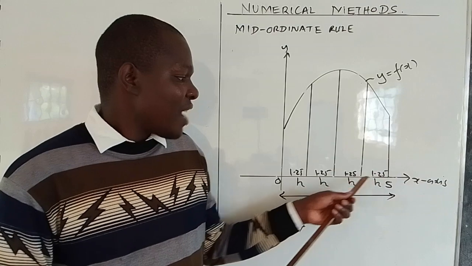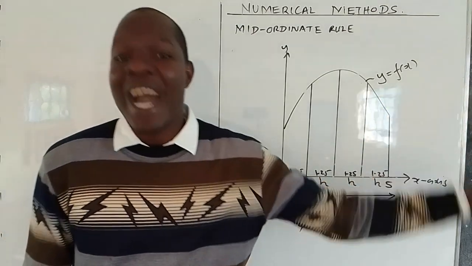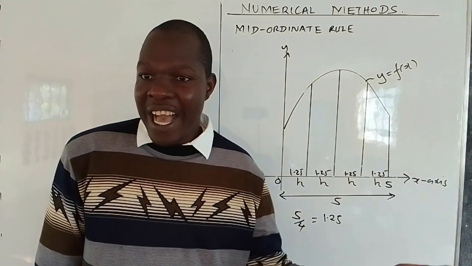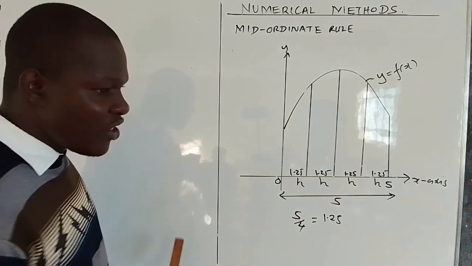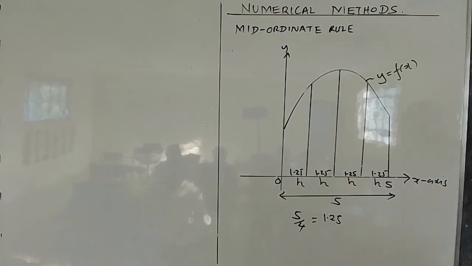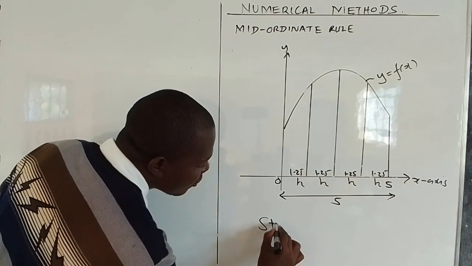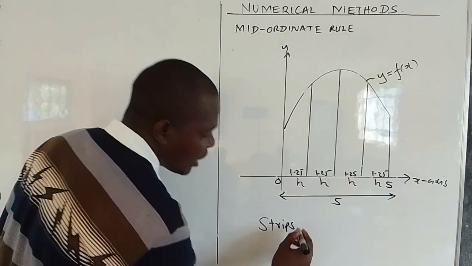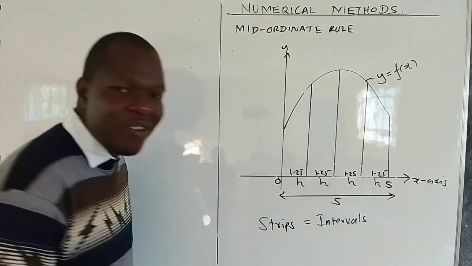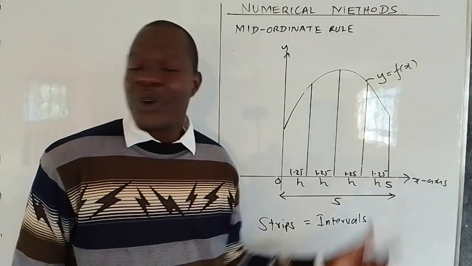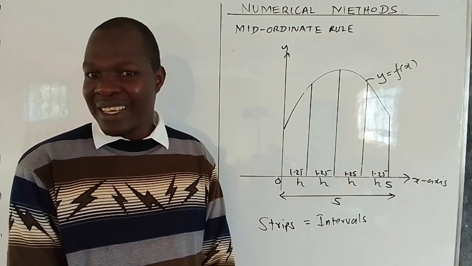So if you are told you are going to use the mid-ordinate rule with 4 intervals, they are telling you to divide into 4 parts, isn't it? And each part has the same interval, isn't it? So one thing you can deduce from there is that the number of parts, and the parts are the strips, is equal to the number of intervals, because each strip has its own interval. The strip is the part, isn't it? Each strip has its own interval.